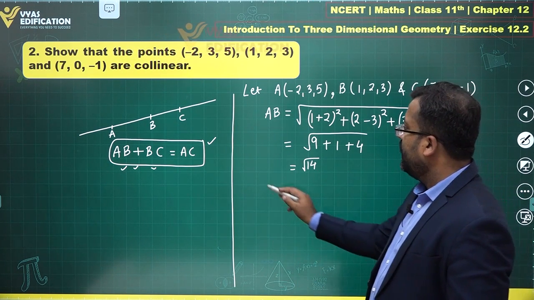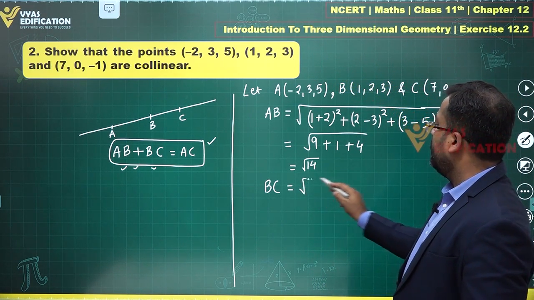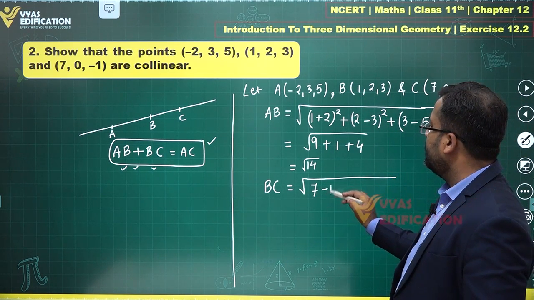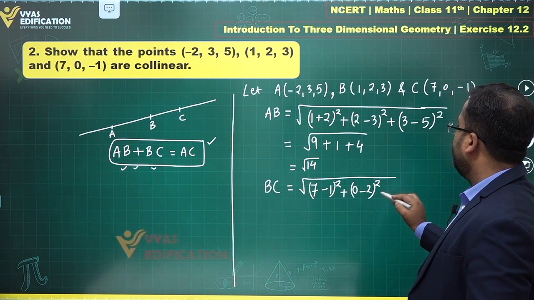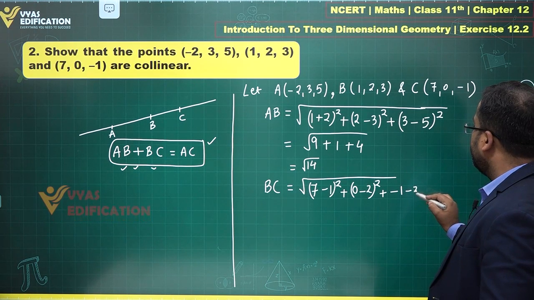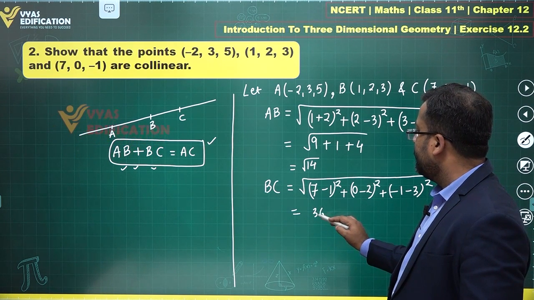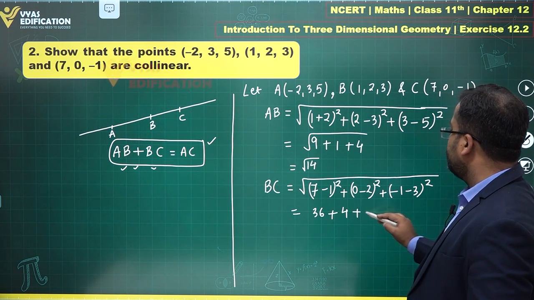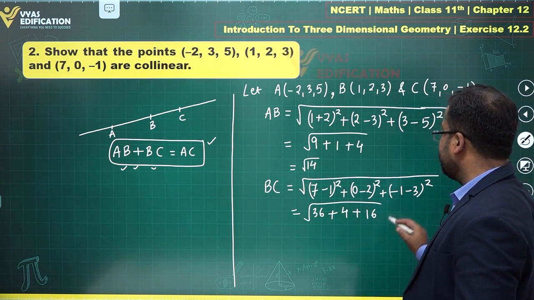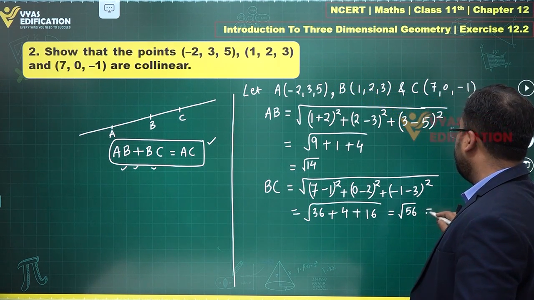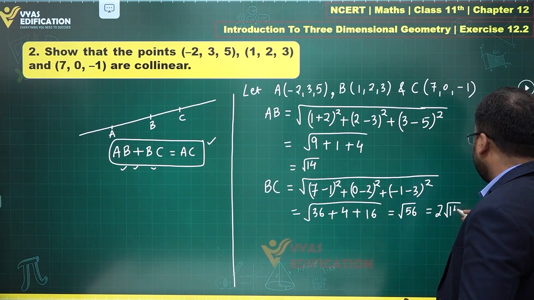This is AB. What is BC? Let's find BC. The length BC will be the square root of (x2 minus x1, 7 minus 1 squared, plus 0 minus 2 squared, plus minus 1 minus 3 squared). What will this become? 6 squared, which is 36, plus 2 squared, which is 4, plus 4 squared, which is 16. This is what you get. What will this be equal to? This is 56, square root of 56, and 56 can be written as 14 times 4, square root of 4 will be simply 2. So this is 2 root 14.